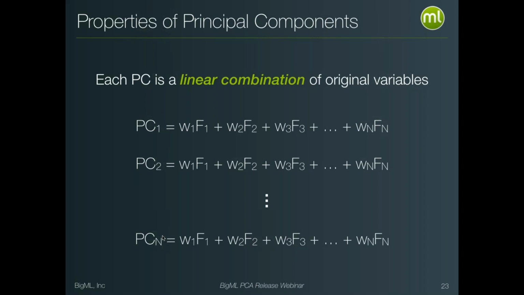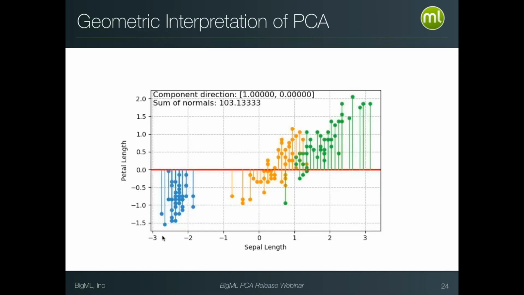And so your question would be, how do you actually go and determine what those weights are? How do you make those linear combinations? I want to talk about a geometric interpretation of PCA to help explain how this works.